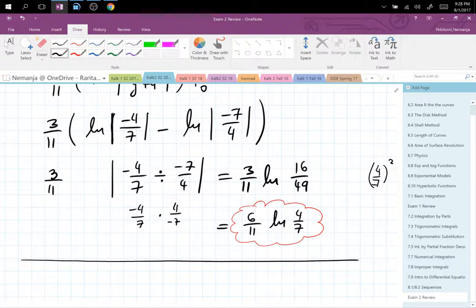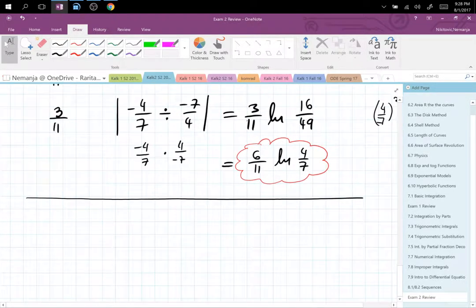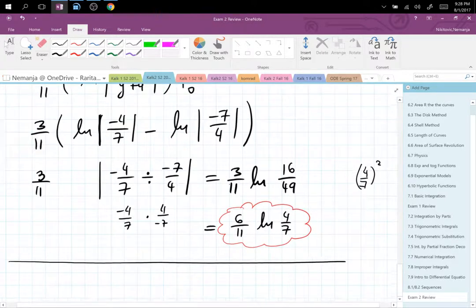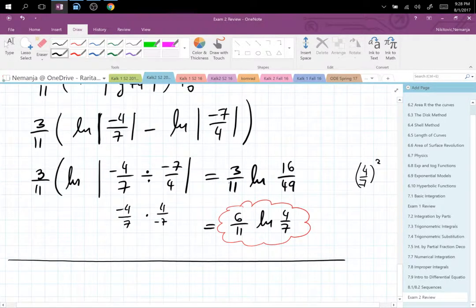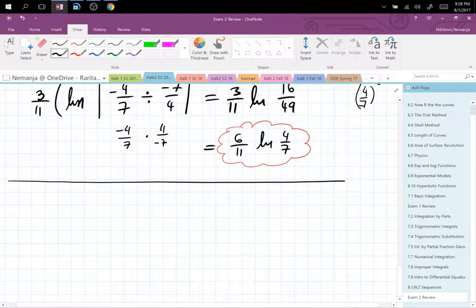Do we have any more questions, or are we going home? Oh, you have questions. The integral from 27 to infinity of dx over cube root of x. Like this? Yes. All right.